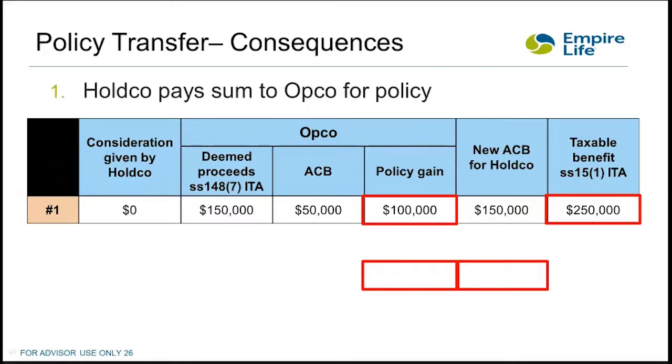We still are dealing with the non-arm's length transfer rules under section 148(7). Deemed proceeds will be the highest of the 3 amounts, cash surrender value, ACB, and consideration given, resulting in $150,000 of deemed proceeds. Calculation of policy gain is still the same, $150,000 less the $50,000 ACB, resulting in a policy gain of $100,000. New ACB for the holdco equals those deemed proceeds of $150,000, and there's a taxable benefit applied under subsection 15(1) of $250,000, the full amount of the fair market value of the policy.